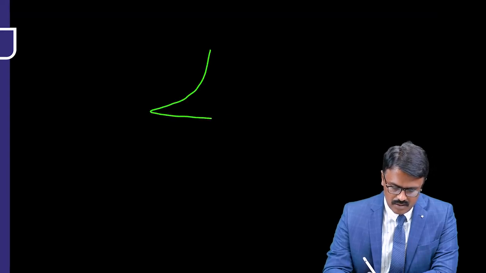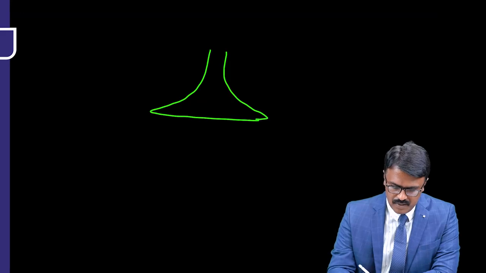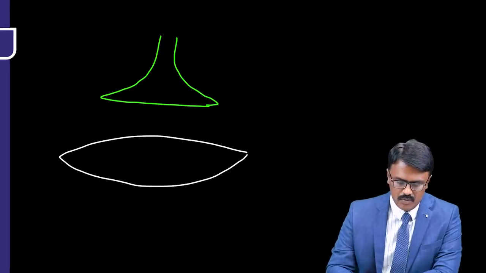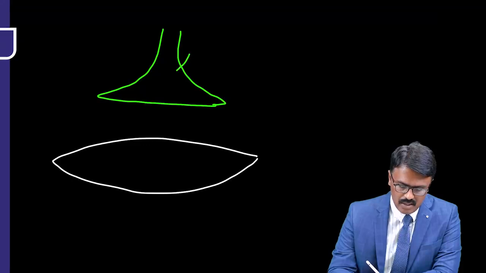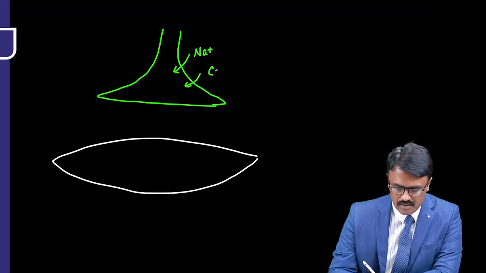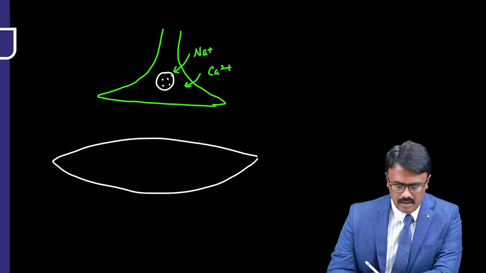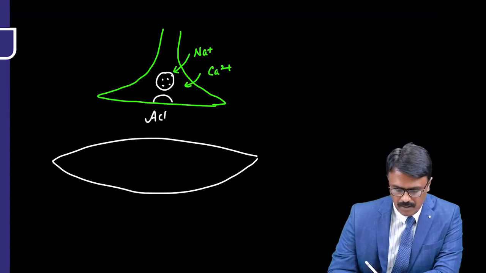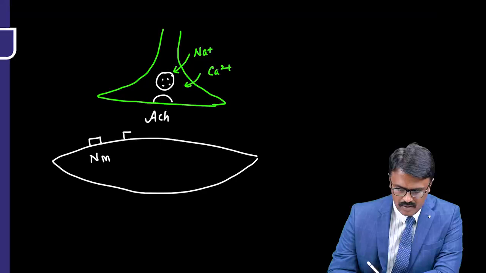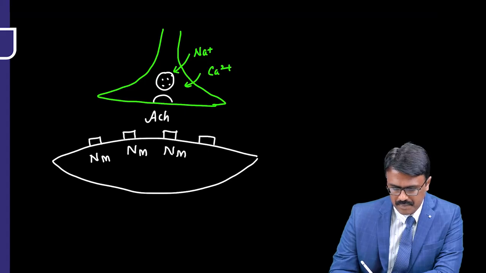To understand that, let me draw the neuromuscular junction. So this is the nerve and this is the muscle. Now we know that whenever the action potential comes, the sodium enters. Now along with that, the calcium enters. And there is storage of acetylcholine in the vesicle, and that will get fused and there is release of acetylcholine. The released acetylcholine acts on the receptor called NM. This is the NM receptor.